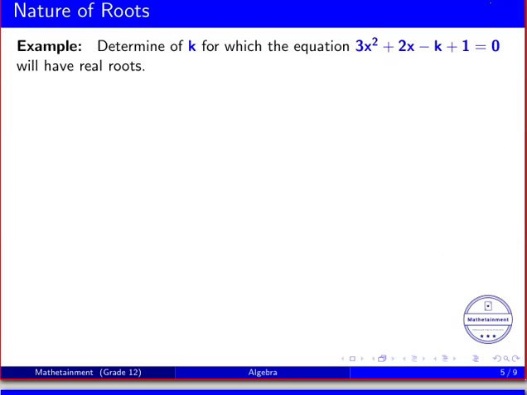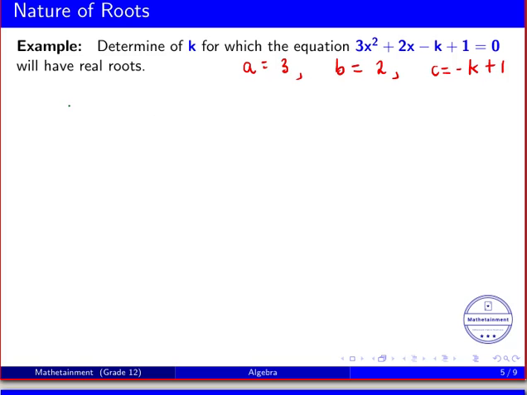Let's look at the second example. Here we are required to determine the value of k for which the equation 3x squared plus 2x minus k plus 1 equal to 0 will have real roots. Okay, that equation is already in the standard form of a quadratic equation because there you can see that your a is equal to 3, your b is equal to 2, and your c is equal to negative k plus 1. So now, let's try and find our discriminant.